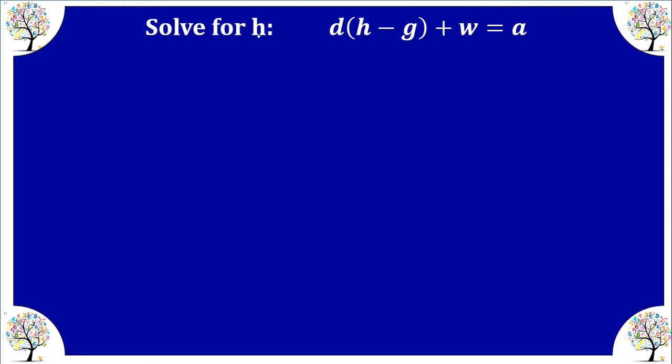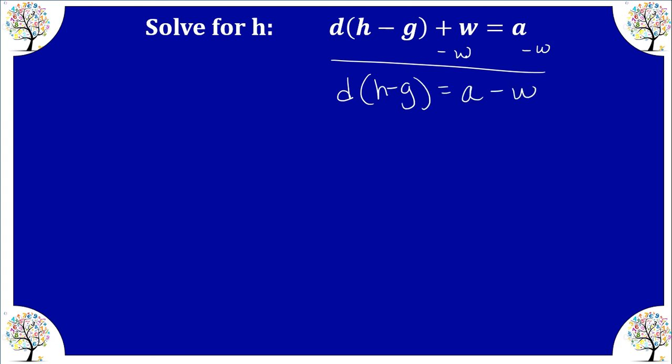Okay, let's solve for h. So we have 2 terms. We're trying to solve for h, so we need to move this term. Go ahead and deal with that first. We have d times h minus g is equal to a minus w. Again, the minus w comes after the a. Don't forget that.